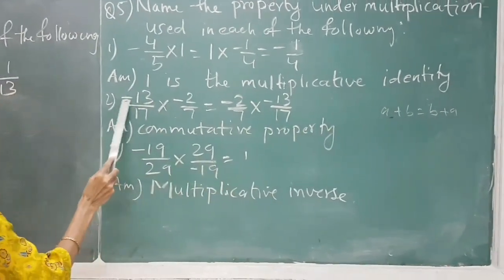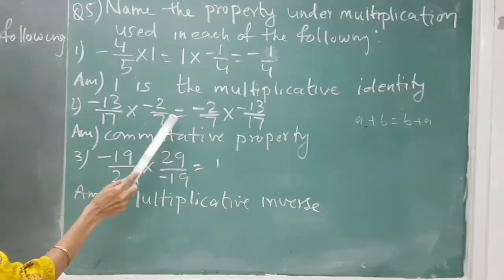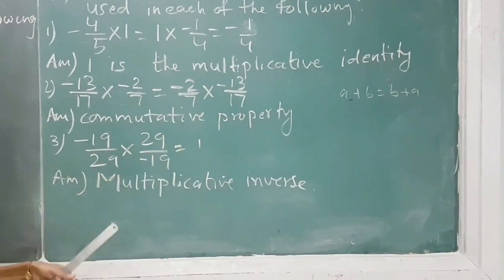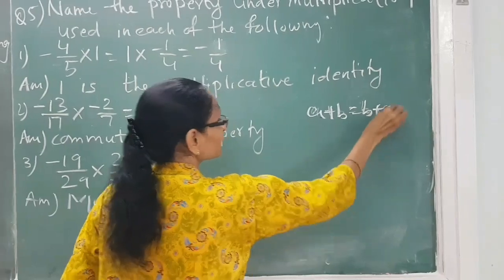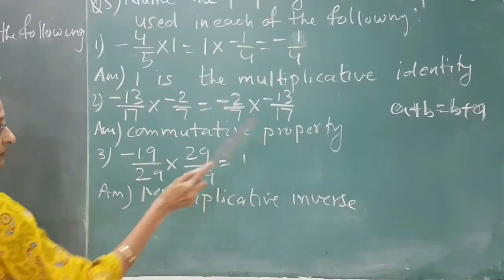Now second question, minus 13 upon 17 into minus 2 upon 7 is equal to minus 2 upon 7 into minus 13 upon 17. This is what? Commutative. A into B is equal to B into A. Clear? So commutative property is the answer.